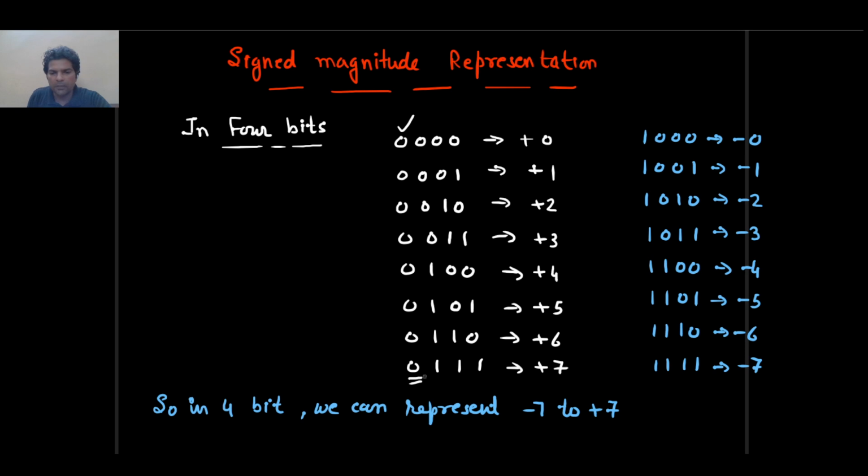In continuation, after 0111 comes 1000. In 4 bits, how many possible combinations are there? 16 possible combinations. So 1000 is minus 0, because the MSB is 1, which means it is a negative number, and the remaining bits are used for the magnitude. Same here: this one is minus 1, minus 2, minus 3, minus 4, minus 5, minus 6, and minus 7. So in 4 bits we can represent from minus 7 to plus 7. Clear?